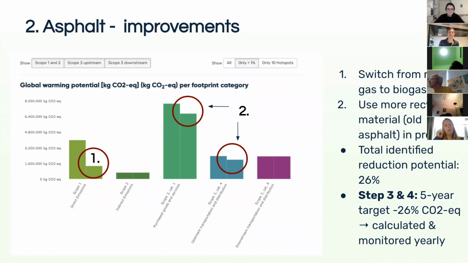And in this way, we identified 26% of reduction potential. Based on this, it was decided by the company to go for the target of 5 years to have a reduction of 26%. And every year they will calculate and monitor their impact to see how they're progressing.